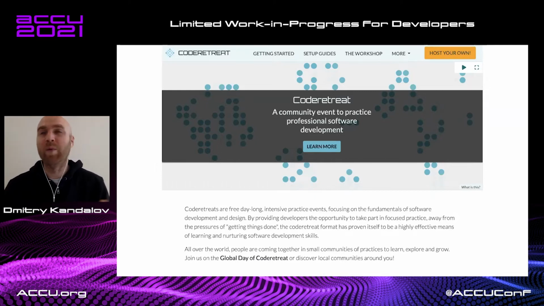For example, one of the constraints you can think of is pair programming, but you're not allowed to talk with the person you're pairing with, so it's silent pair programming. That's one constraint, and there is no predefined set of constraints. Really, the facilitator can choose whatever they want.